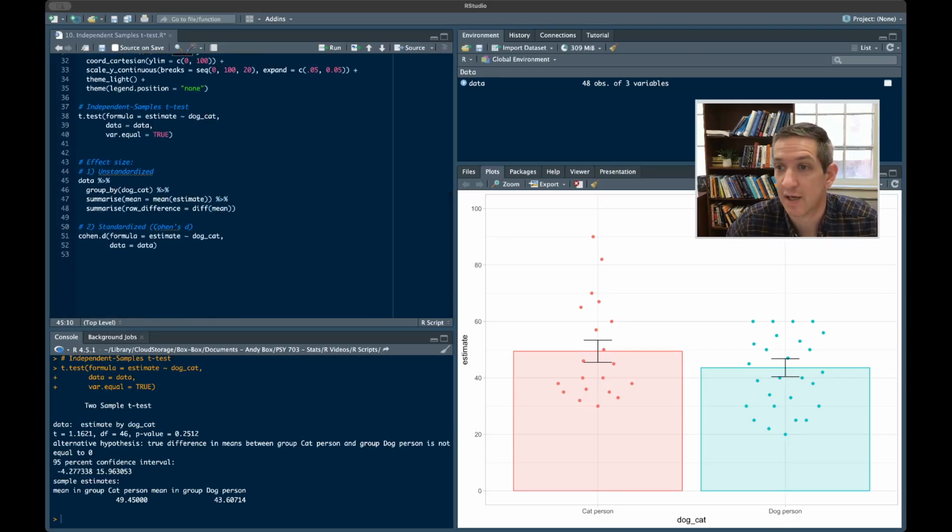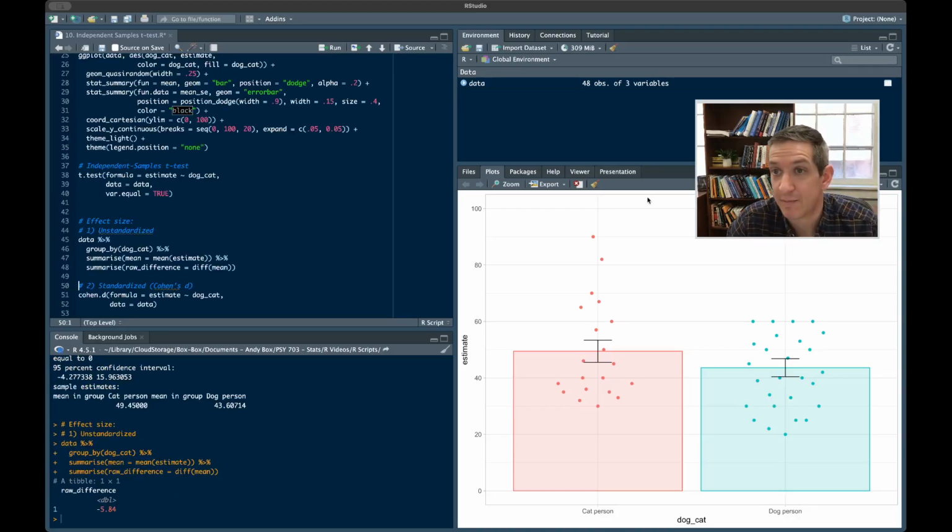As always, it's wise to keep an eye on effect size and report that alongside any hypothesis test that you report. And again, we can do this in two different ways. We can look at the unstandardized effect size, which here would be the difference in numbers of Skittles, or we can standardize it as Cohen's d. Starting with the unstandardized effect size, we can simply use dplyr data processing here to group by our independent variable and compute the mean for each group, and then calculate the raw difference between them.